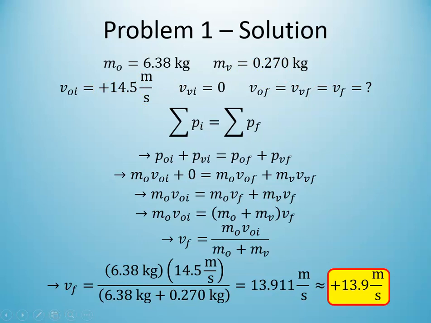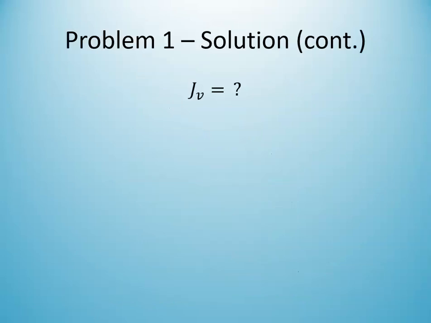Now the next part of the question was asking to calculate the impulse felt by the varmint. Now you should know there are two equations for impulse. One of them is that impulse is equal to the force times the time interval over which the force acted. If it's a variable force, you need to take the area under a curve.